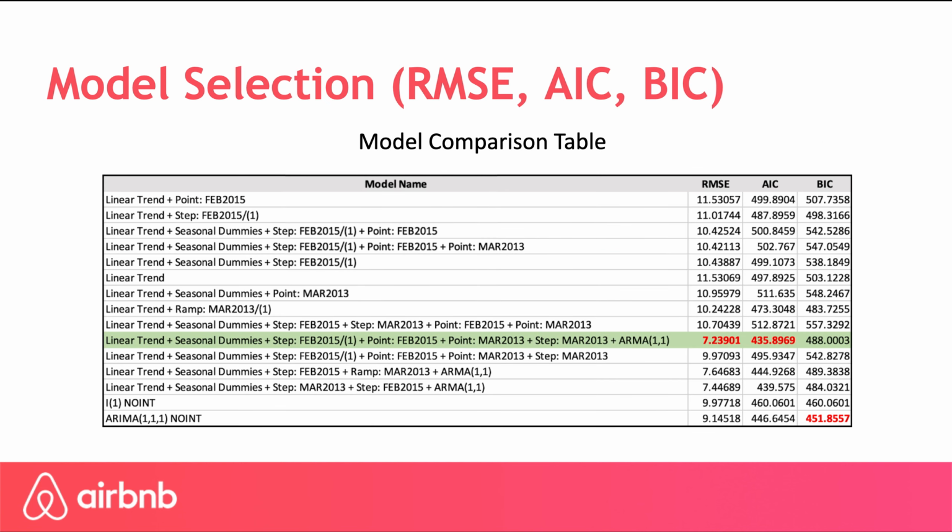Next is our model selection part. We use 3 criteria, which are RMSE, AIC, and BIC. Below is our model comparison table. We marked the best model in each criterion as red and bold. Combining all the 3 criteria, we selected the model in the green background, linear trend, seasonal dummies, interventions, and ARMA(1,1) model, as our best model.